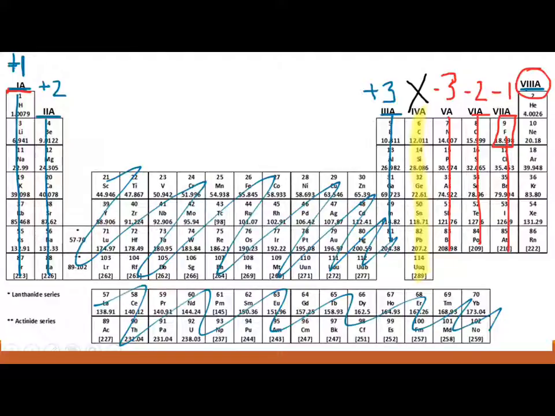So this is very important for you to remember, okay? Column 1A, +1, then +2, then +3. We skip column 4A, then we go -3, -2, -1. And the noble gases, remember, they already have 8, so there's no reason for them to gain or lose electrons. They're already perfectly happy just the way they are.